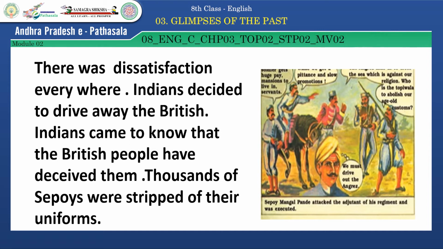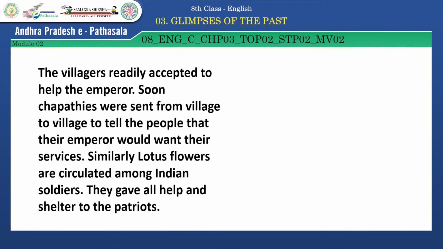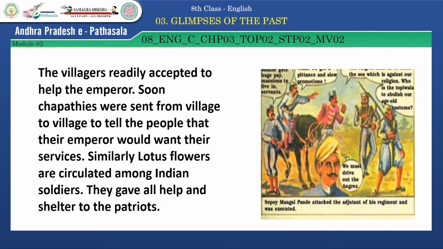Thousands of sepoys were stripped of their uniforms. The villagers readily accepted to help the emperor. Soon chapatis were sent from village to village to tell the people that their emperor would want their services. Similarly, lotus flowers were circulated among Indian soldiers. They gave all help and shelter to the patriots.